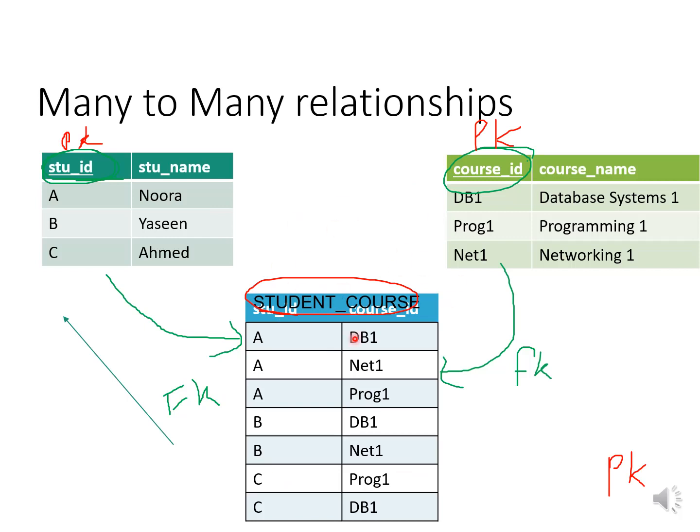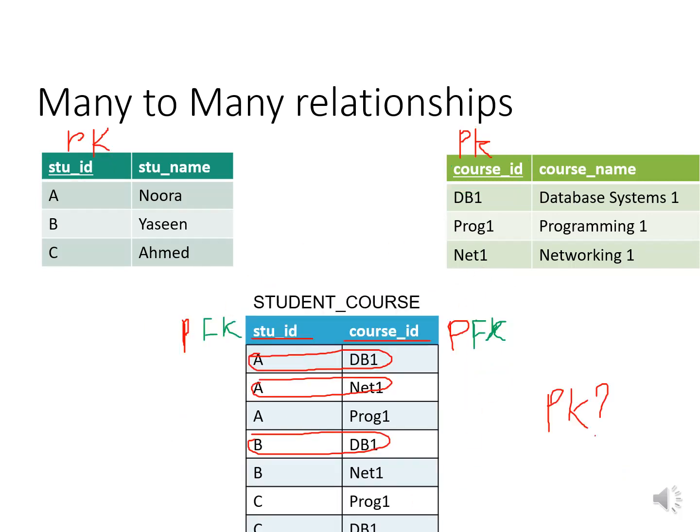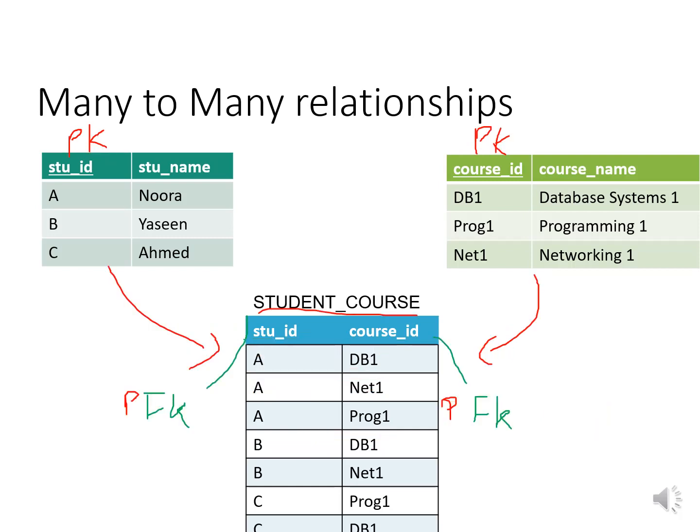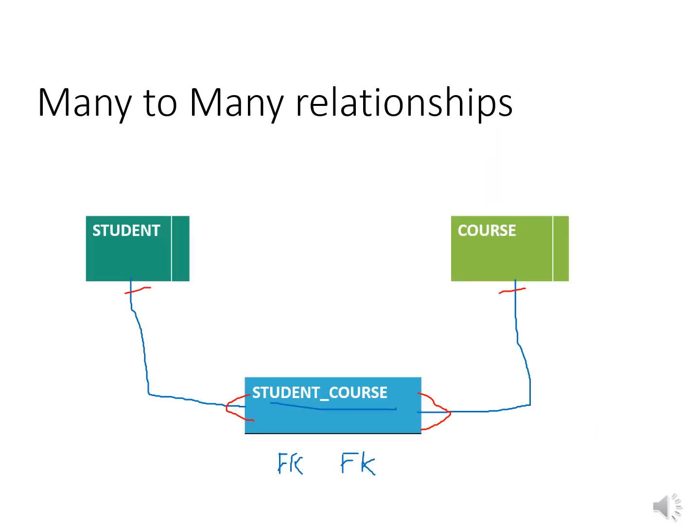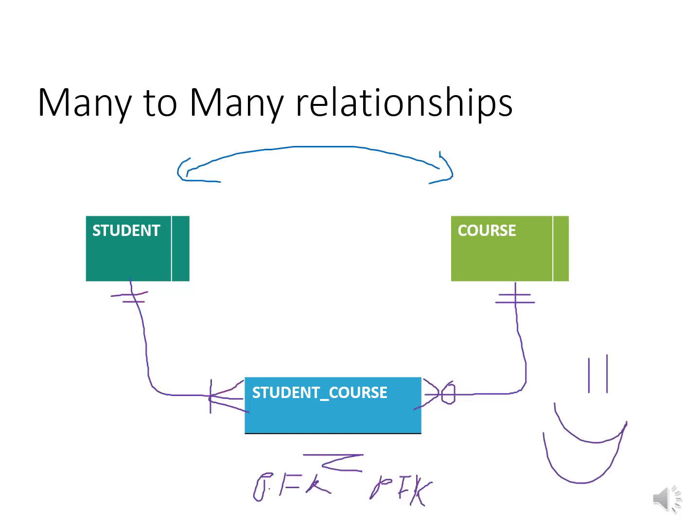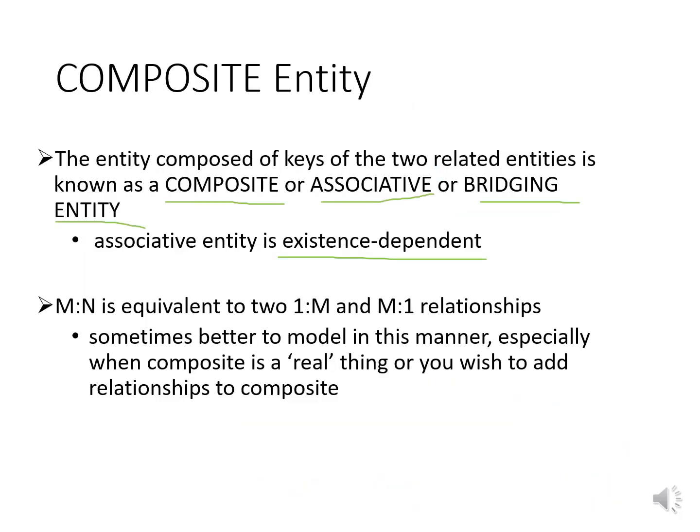The student course table has what is called a PFK, a primary and foreign key. The student ID will act as the PFK of this table, and the course ID will act as the PFK of this table. And what is the PK? The PK is nothing but the combination of both these PFKs, that means student ID and course ID together. That is what you have to keep in mind. So that's all for the understanding of this.